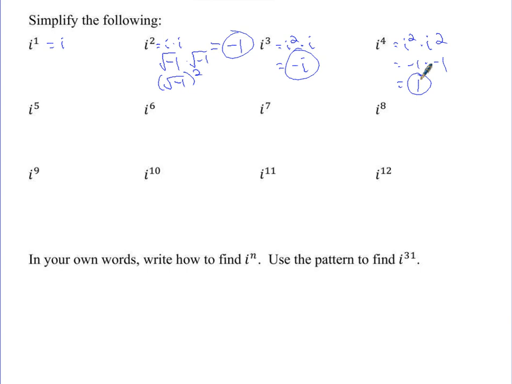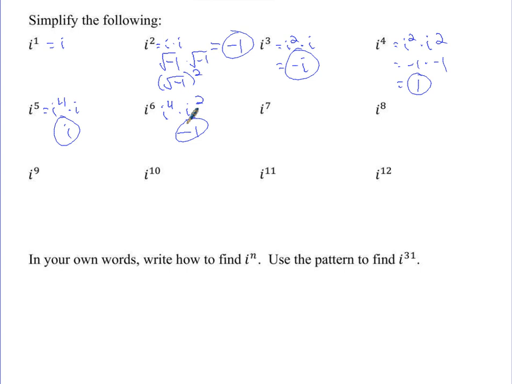So let's continue. If i to the fourth power is 1, then i to the fifth power can be rewritten as i to the fourth times i to the first. And i to the first is, this is 1 times i, which is i. i to the sixth can be rewritten as i to the fourth times i, what? Squared. i to the fourth is 1 times i squared, which is, i squared is negative 1.